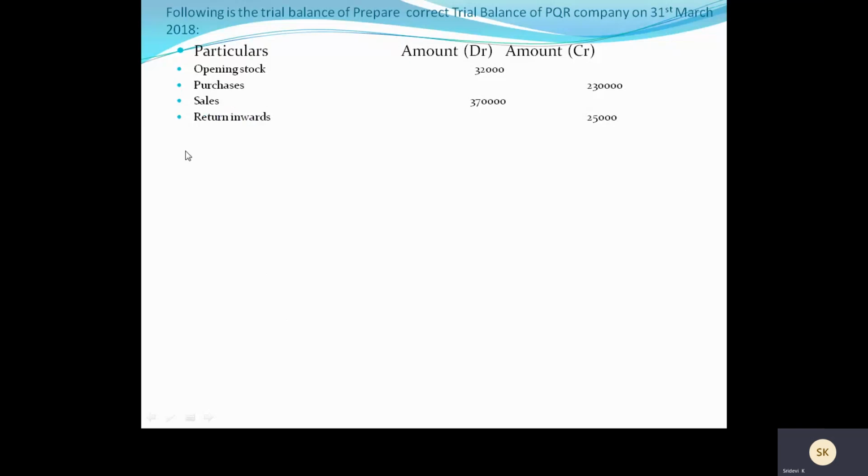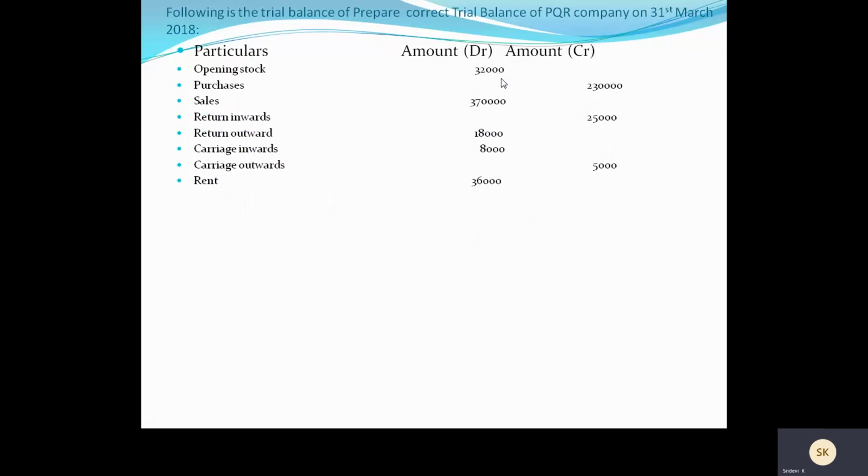See here, sales was shown in the debit amount column and return inwards in the credit amount column. Like that, it is wrongly given here. The amounts are recorded wrongly. So from this, one by one, we are going to identify and pick out the items. See, rent is correctly given here, 36,000. Opening stock also is related with the debit amount column, no?